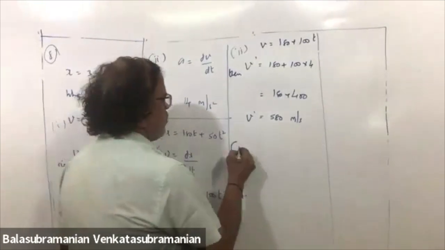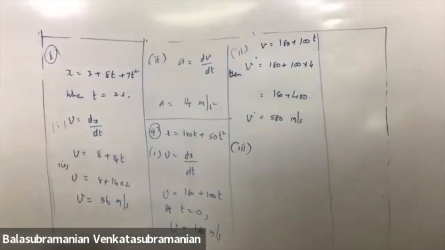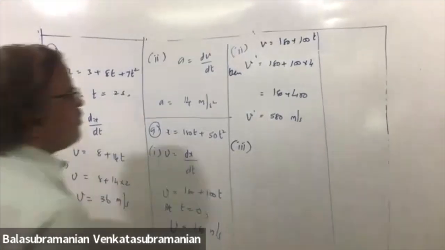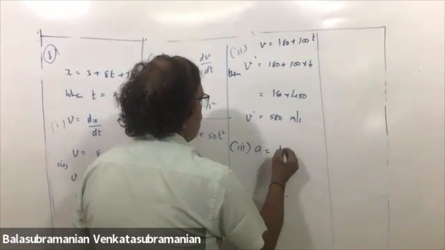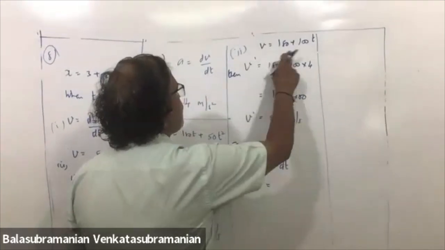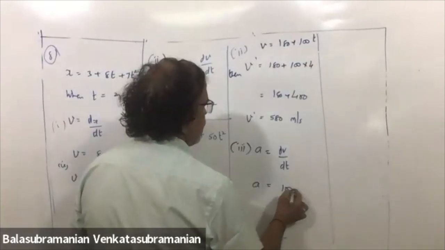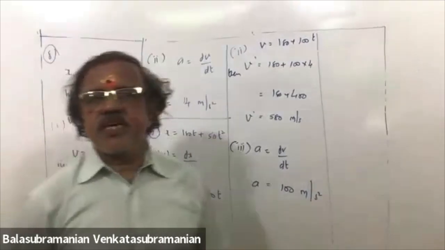Next, calculate the acceleration. Rate of change of velocity is called acceleration. A is equal to dv by dt. When you differentiate, this will become 0, this will become 100 meters per second square. Straight.